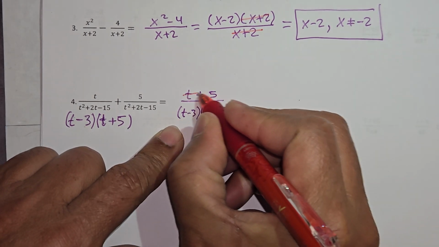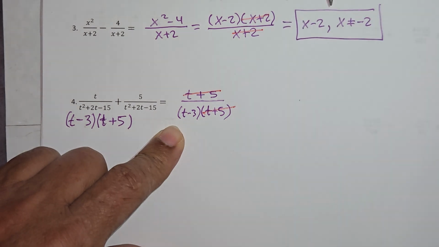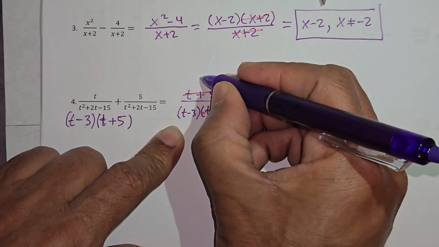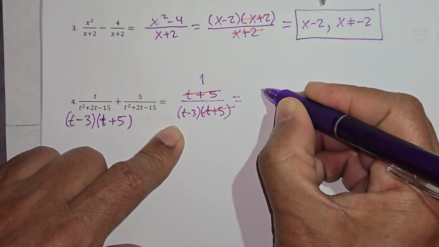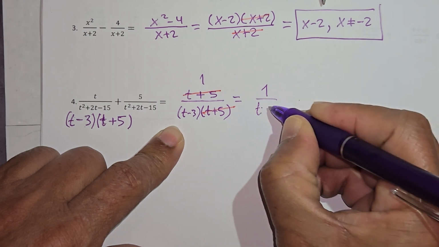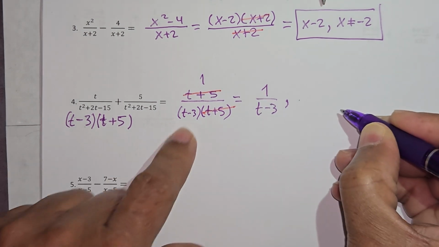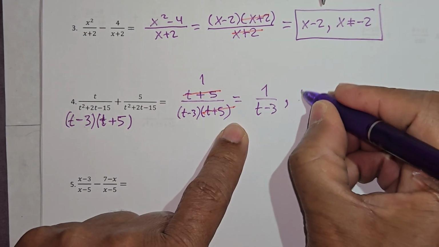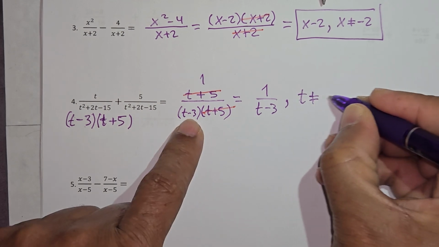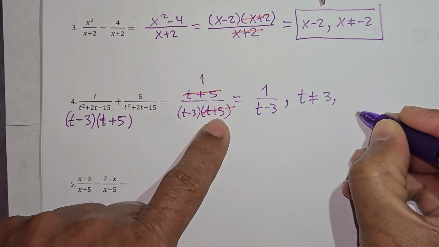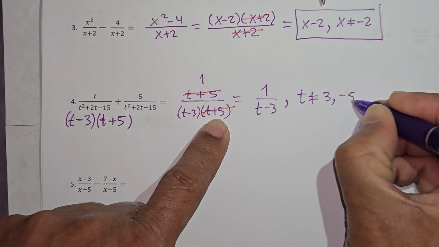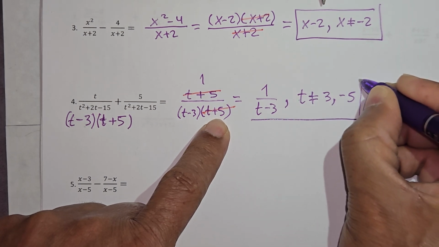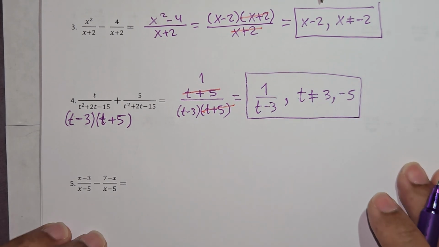So then I can cross out t plus 5. And in the end, don't forget, this becomes a 1. So this is equal to 1 over t minus 3. And then we have t minus 3 and t plus 5 in the denominator, which means t cannot be equal to positive 3, and for plus 5, negative 5. And this is the answer, along with the restrictions for that example.